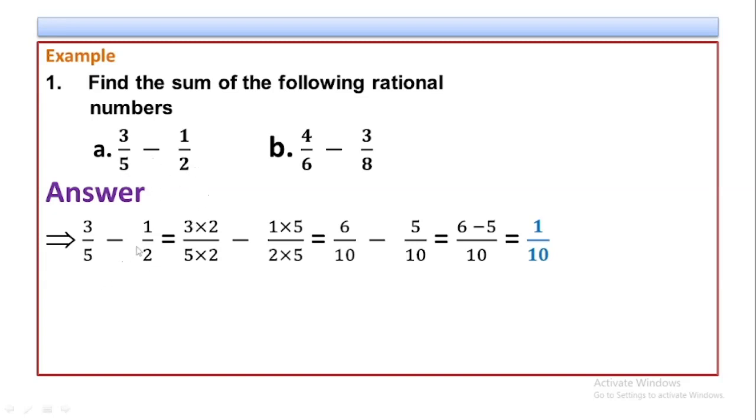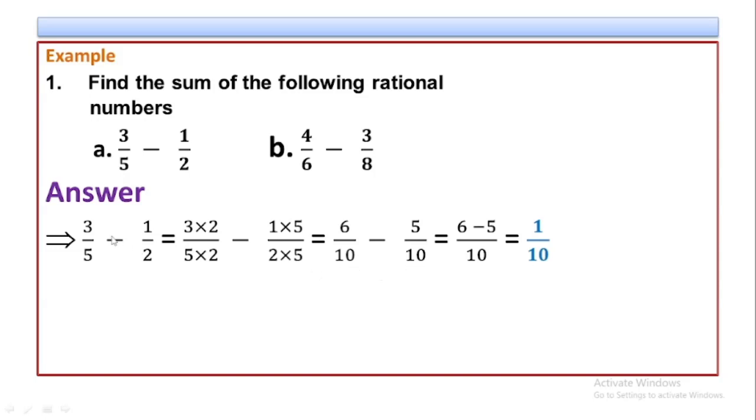Try to use the third approach to find the difference of the two given fractions having different denominators. So 3 over 5 minus 1 over 2. Multiply the numerator and denominator of 3 over 5 by the second denominator 2, and multiply the numerator and denominator of 1 over 2 by the first denominator 5. That means we make the denominators the same like this. 3 times 2 is 6, 5 times 2 is 10, 1 times 5 is 5, 2 times 5 is 10. Now the fractions have the same denominator.